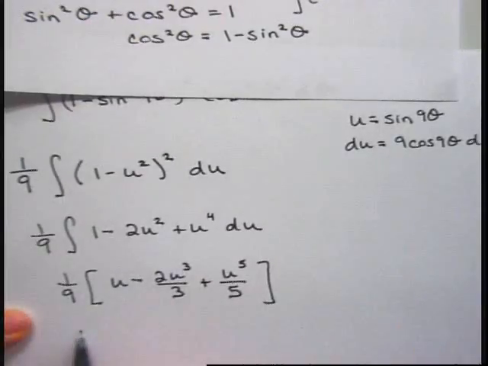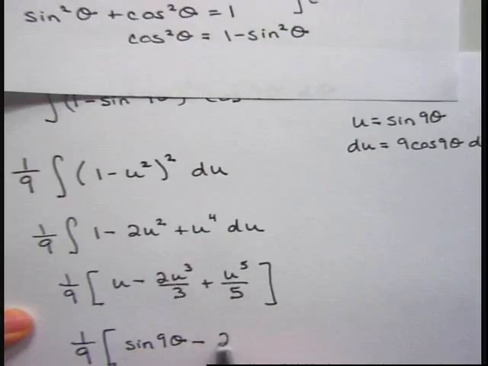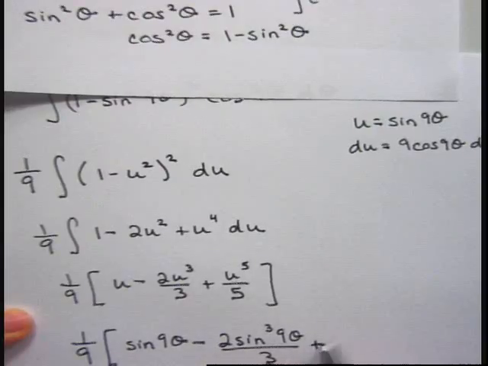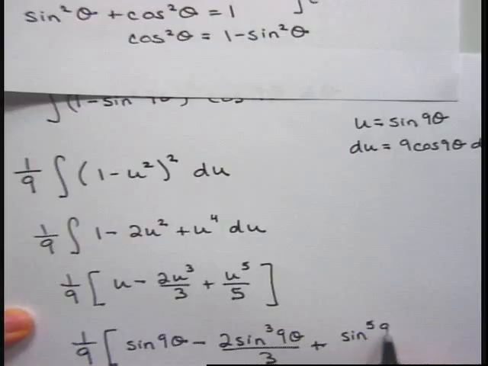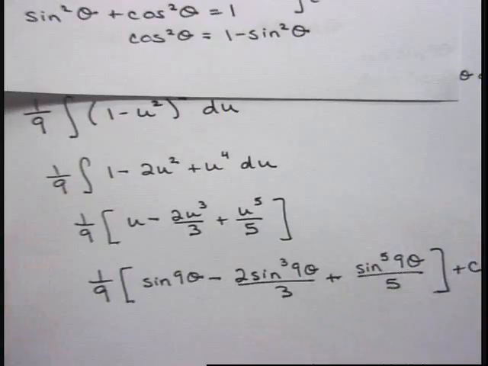And so then this will be 1/9, and then it's sine 9 theta minus 2 sine cubed 9 theta divided by 3 plus the sine to the 5th of 9 theta divided by 5 plus c. Does that make sense?